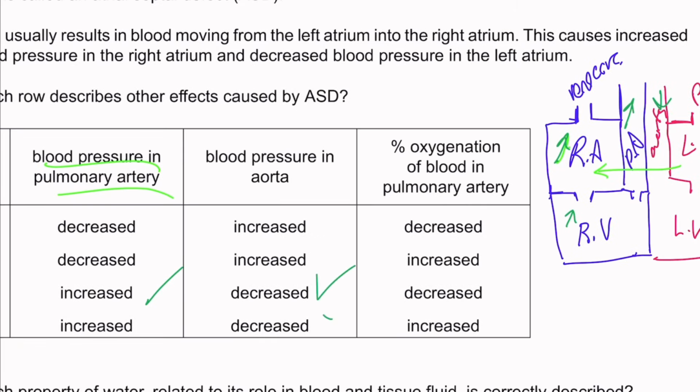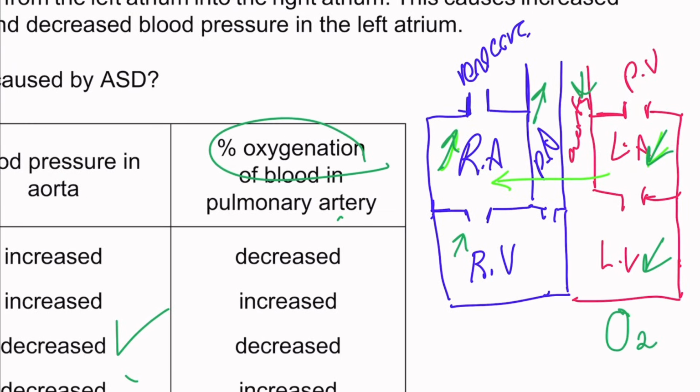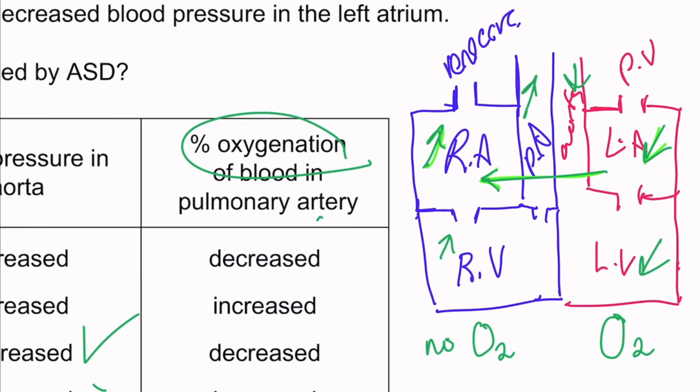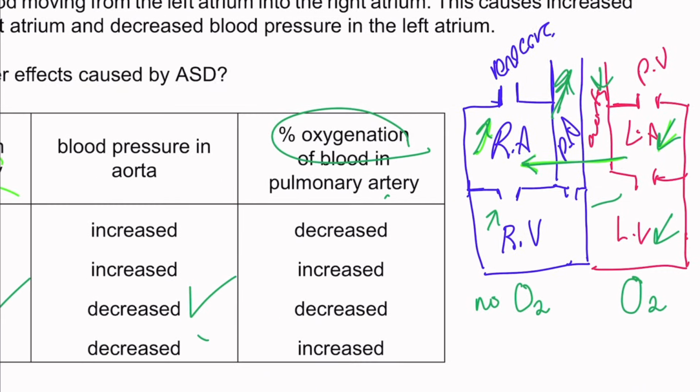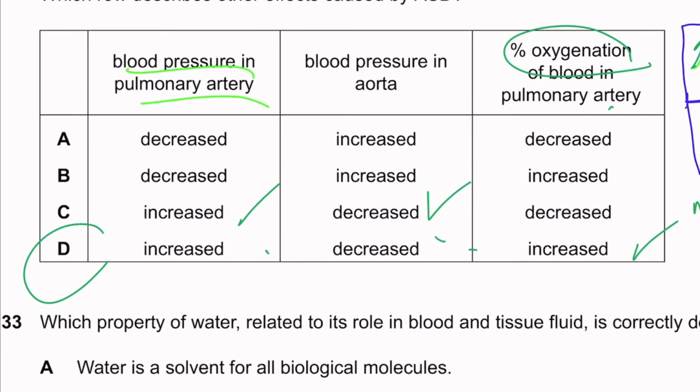Now oxygenation of blood in the pulmonary artery. Here we have oxygenated blood, and here there's none, so when blood flows from here to here, the oxygenation on the right side is going to increase, and therefore the oxygenation in the pulmonary artery is going to increase. So it's increased, decreased, increased, and that's D.